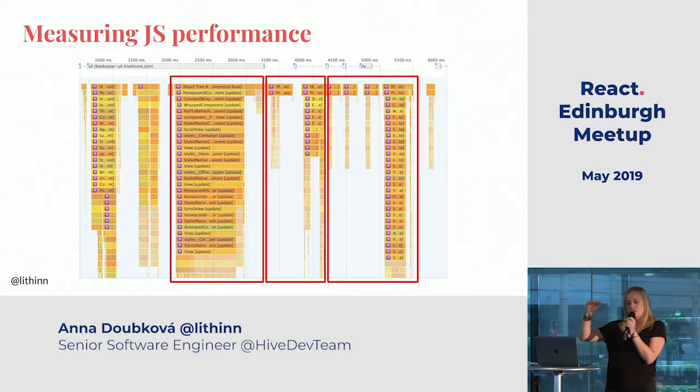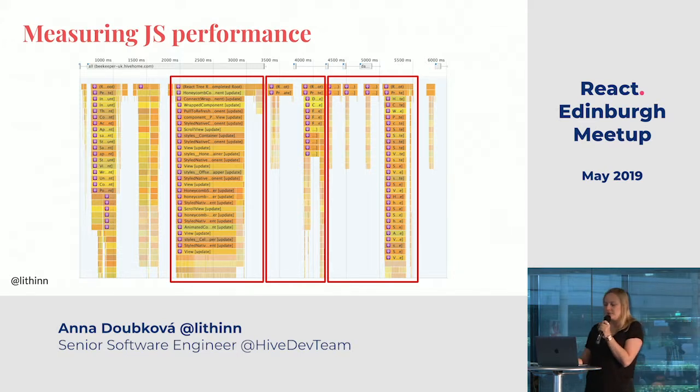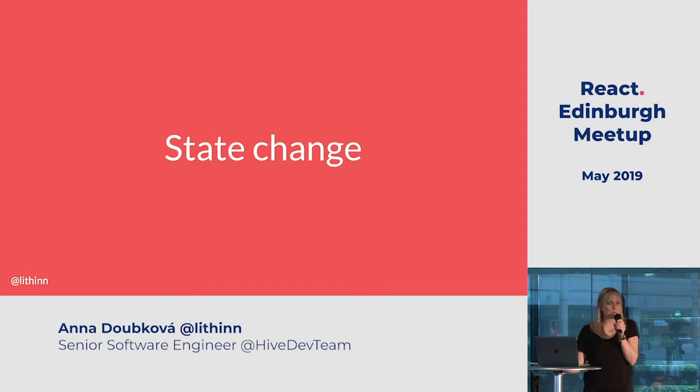And the flame chart essentially shows you then that all the way from the honeycomb component on the top, all the way down to every single cell and every single item on that cell, it re-renders every single time there is any change in state. And well, we realized that's probably a problem. So our main issue started being state change.